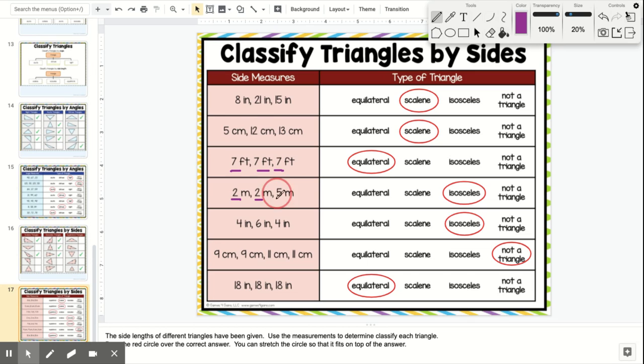2, 2, 5. Okay, well, we got 2 that are the same. So that's an isosceles triangle. Same as the next one, 4 and 4. So 2 sides are the same. That is an isosceles triangle.